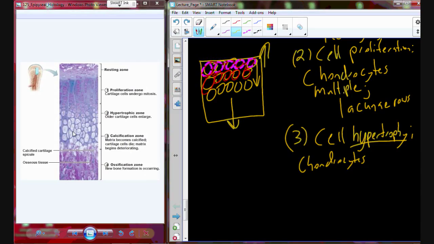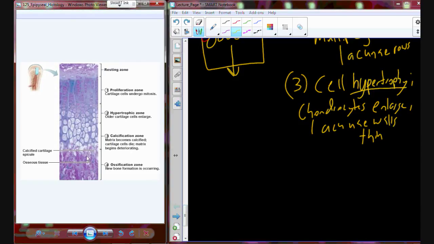The chondrocytes that have moved their way out of the proliferation zone are going to undergo an enlarging process. The walls that make up the lacunae that trap the chondrocytes are going to begin to thin out, to get thinner as those chondrocytes get bigger. Everything appears to be moving down in this direction, but in all reality, the zone of resting cartilage is moving and making its way upwards as the bone elongates. The walls that contain the lacunae thin out so that the cell can expand in size.